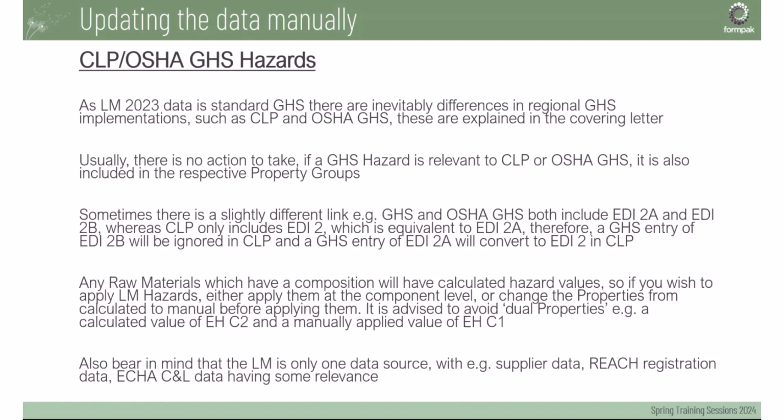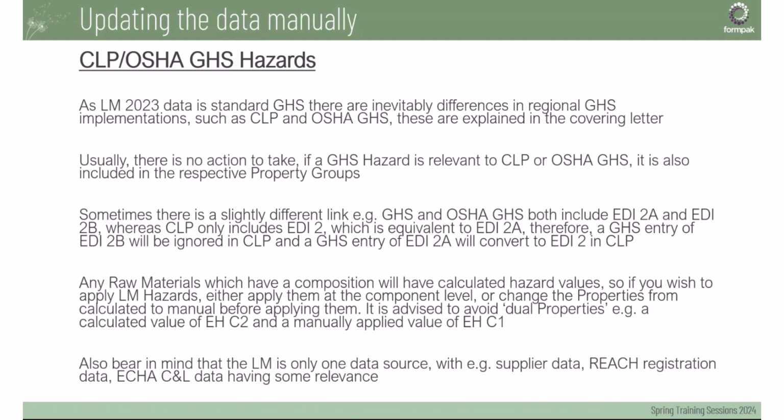And there could be different scenarios. Sometimes you might want the calculated value. Sometimes you might have data to suggest that the raw material with the composition may, if it's, for example, a natural complex substance, it may have its own test data to indicate that its hazards are different from the calculated values.